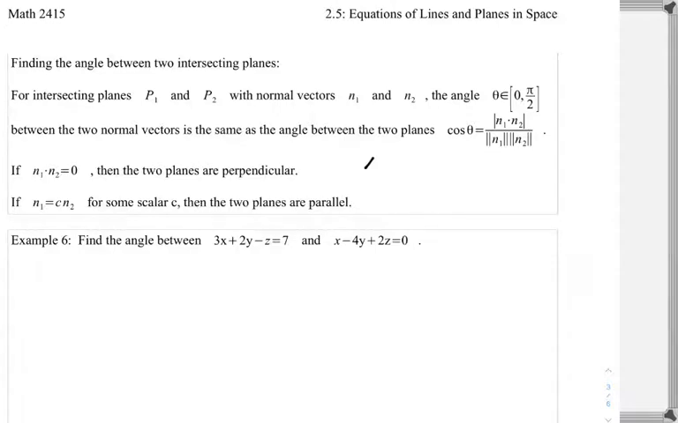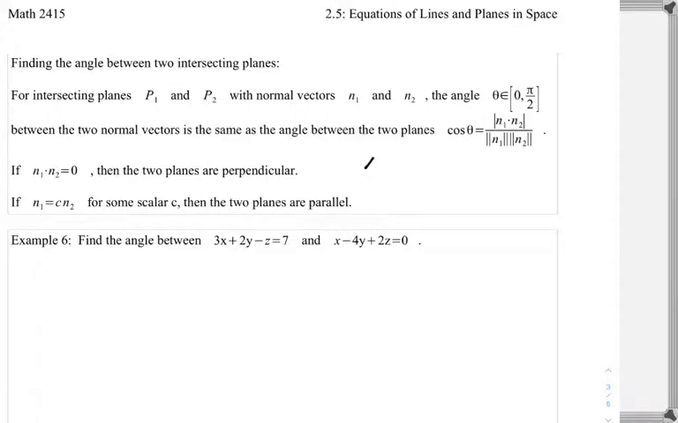For intersecting planes, p sub 1 and p sub 2, with normal vectors n sub 1 and n sub 2, the angle theta is going to be between 0 and pi over 2, so it's most likely an acute angle. Maybe they meet at a 90-degree angle if they're orthogonal. So the angle theta between 0 and pi over 2 between the two normal vectors is the same as the angle between the two planes. So we're going to find the angle between the two normal vectors. That's going to be equal to the angle between the two planes.